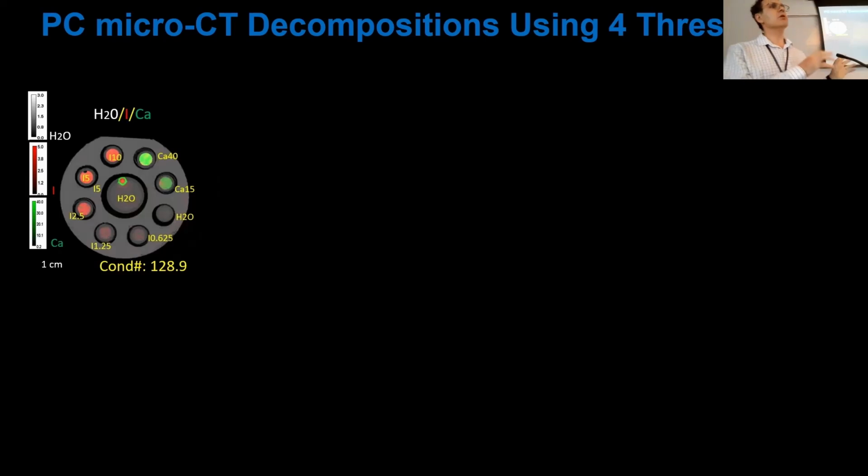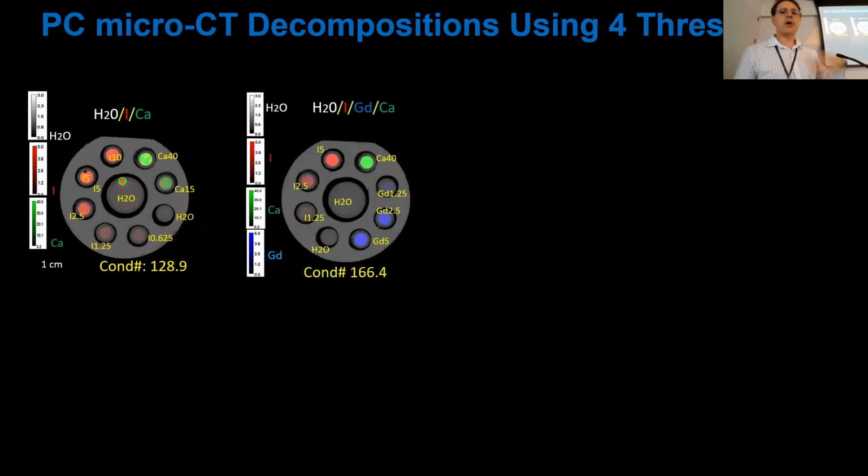Now we look only at the preclinical data because we have 4 thresholds, and we want to see what is possible in terms of decomposition. So we use all 4 thresholds here, and we look at the 3-material decomposition: water, iodine, and calcium. What I want you to see is that you can see the iodine close to 0.625 milligrams per ml, which is pretty good. I wouldn't argue that we satisfy the Rose criterion there, but it's still kind of visible.